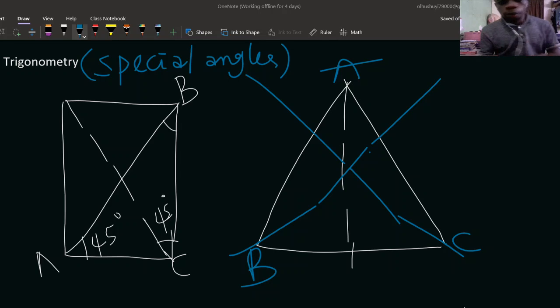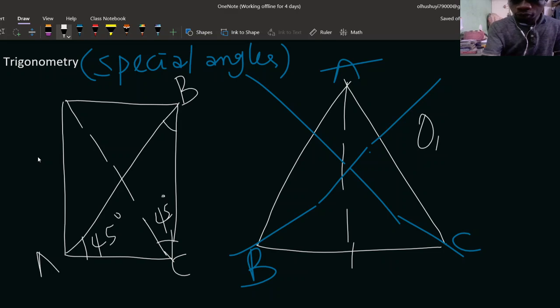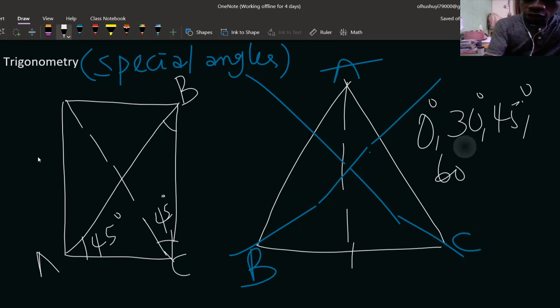Now, we quickly talk about another aspect of trigonometry, that is special angles. Those special angles, let's quickly talk about them. The special angles are between the range: 0 degrees, 30 degrees, 45 degrees, 60 degrees, 90 degrees. There we go.